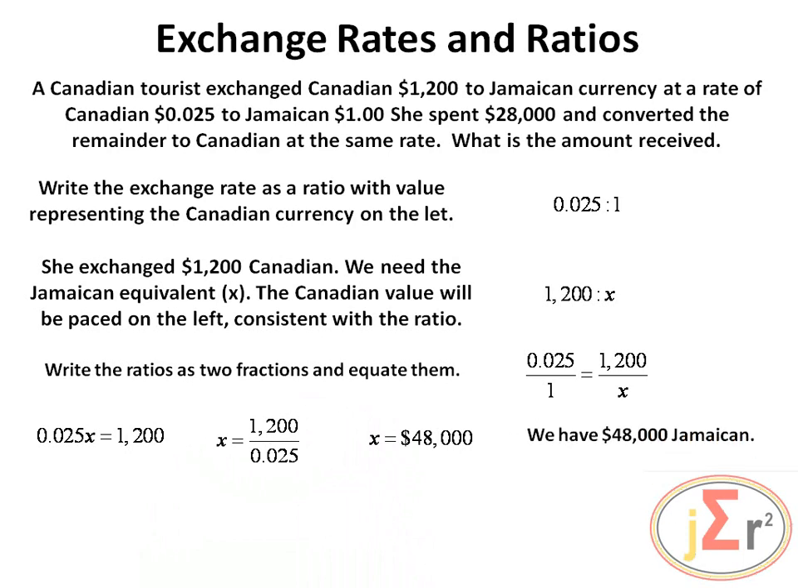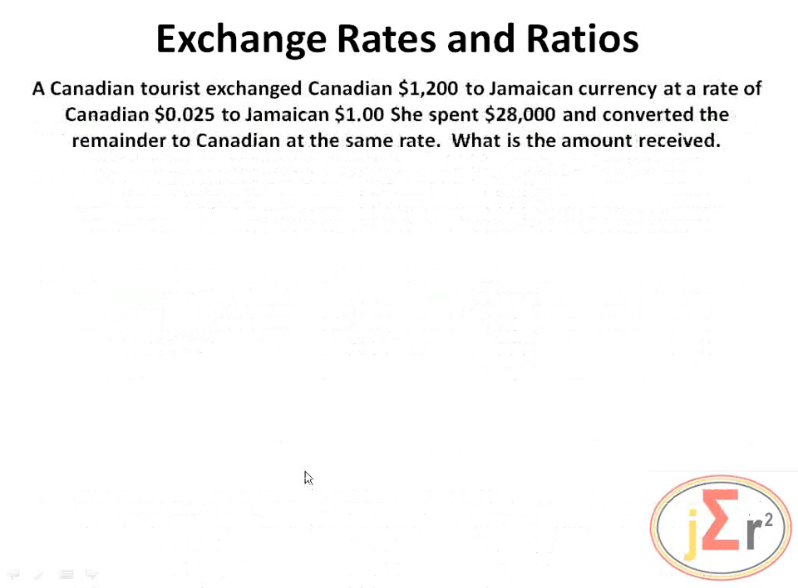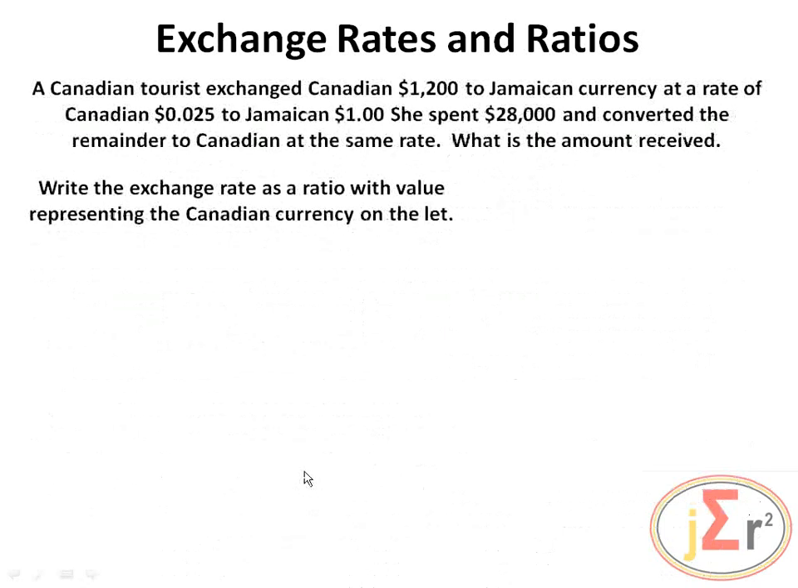So remember what we did? We took out 28,000 Jamaican and we are left with 20,000 Jamaican. That's what we have right there. So 20,000 Jamaican will be converted to Canadian currency using ratios again. So our amount is 20,000 Jamaican. That is our rate. Do not forget our rate. With the Canadian on the left side, the rate is what? 0.025 Canadian dollars to one Jamaican. So we have Canadian, Jamaican. Now we have the Jamaican.